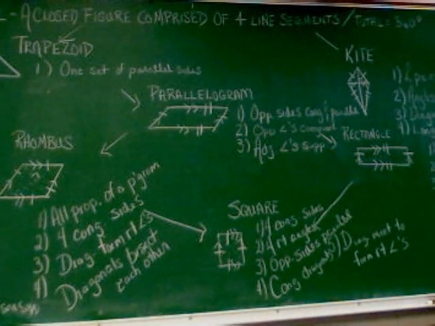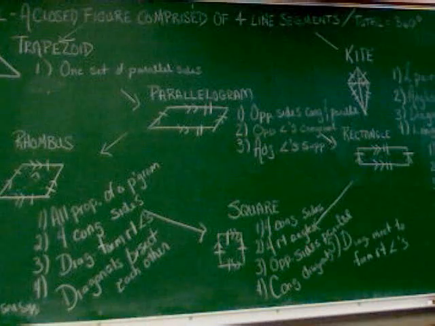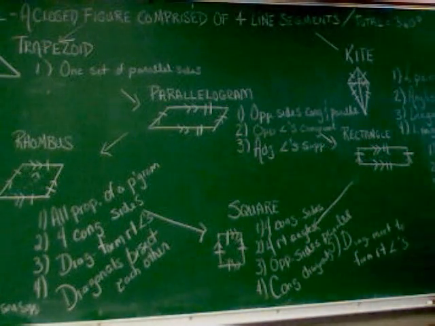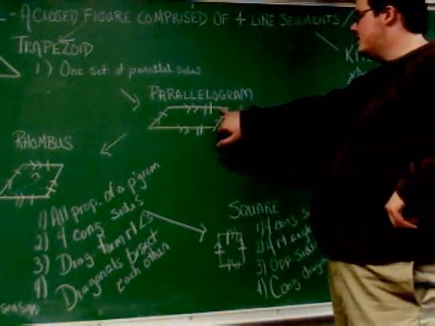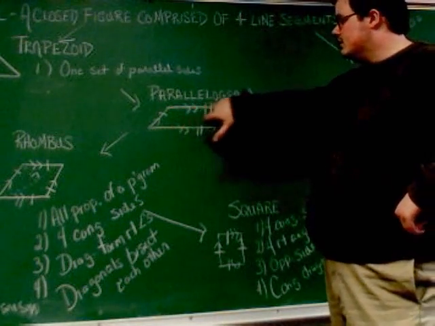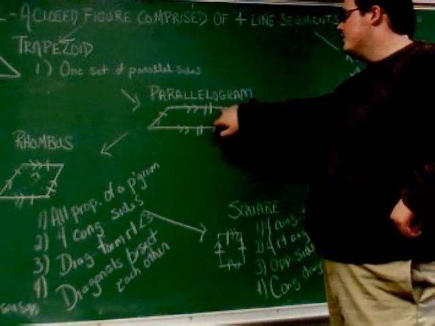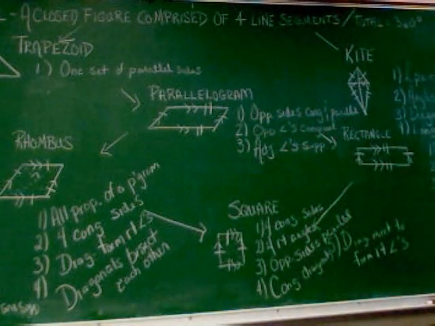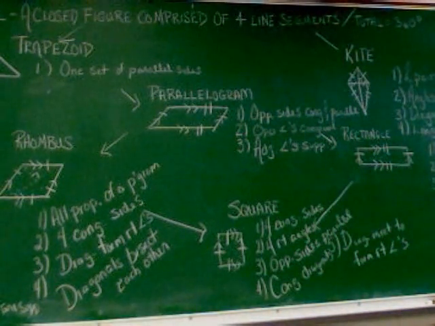And the final property says that the adjacent angles are supplementary. Those are angles that would be connected to each other by a side. So for instance, if I'm looking at this angle, I can go to this angle because they're connected by that side. For this one, I can go here because they're connected by that side. Again, the adjacent angles are supplementary.